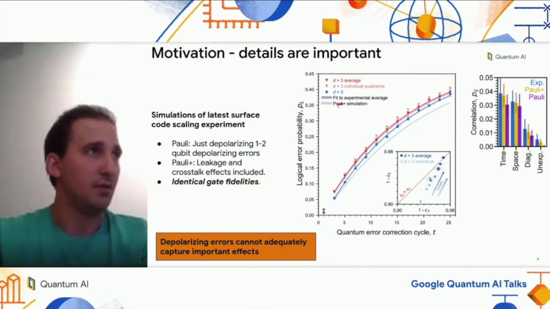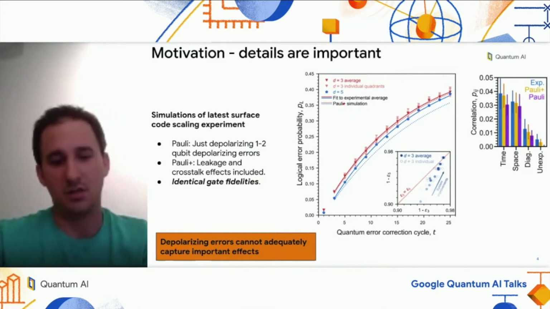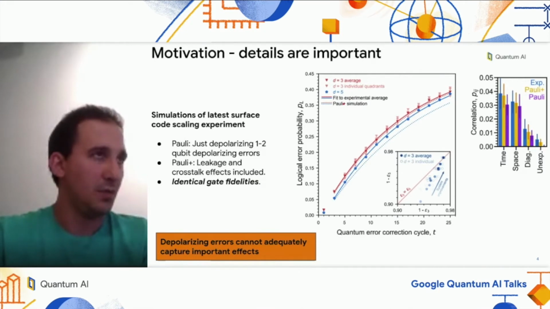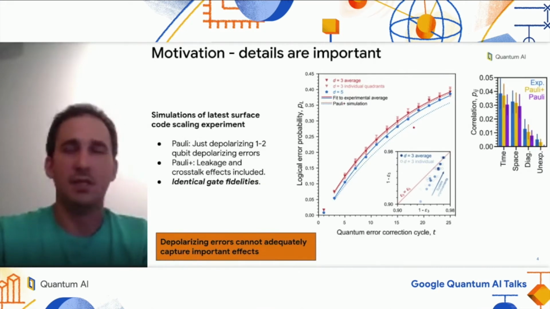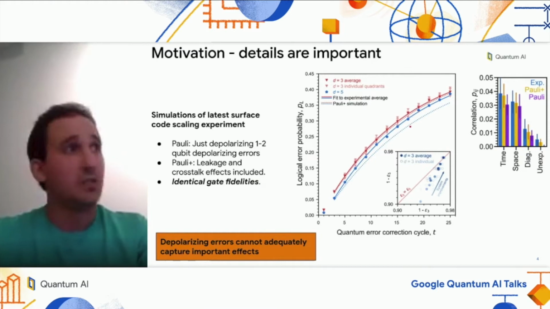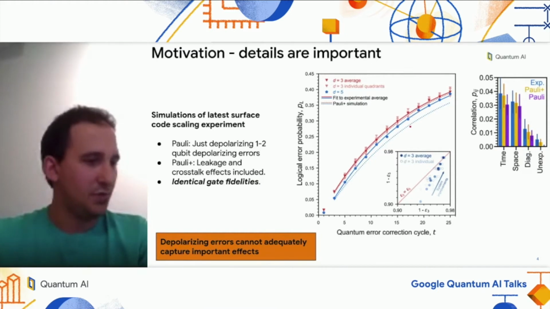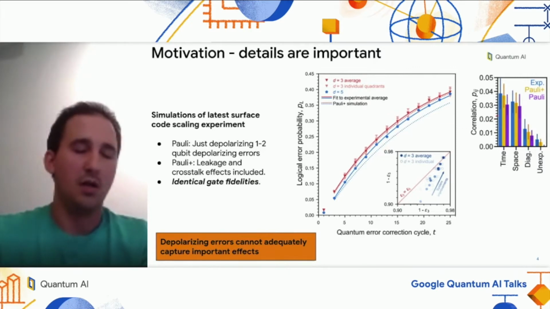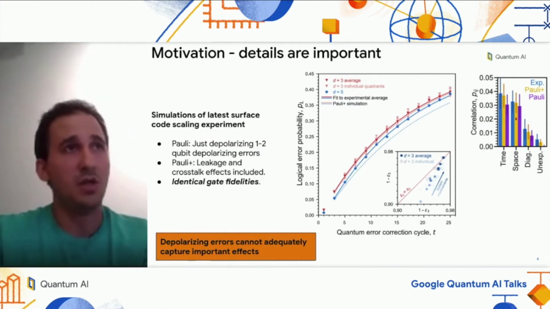The Pauli Plus simulation that was used to carry out the simulation included things like leakage and crosstalk errors that can lead to long-time correlated errors and also to errors acting on more than 2 qubits. You can see the big discrepancy between this more sophisticated noise model and a simplified Pauli model if you look at, for example, the statistics of detection events.